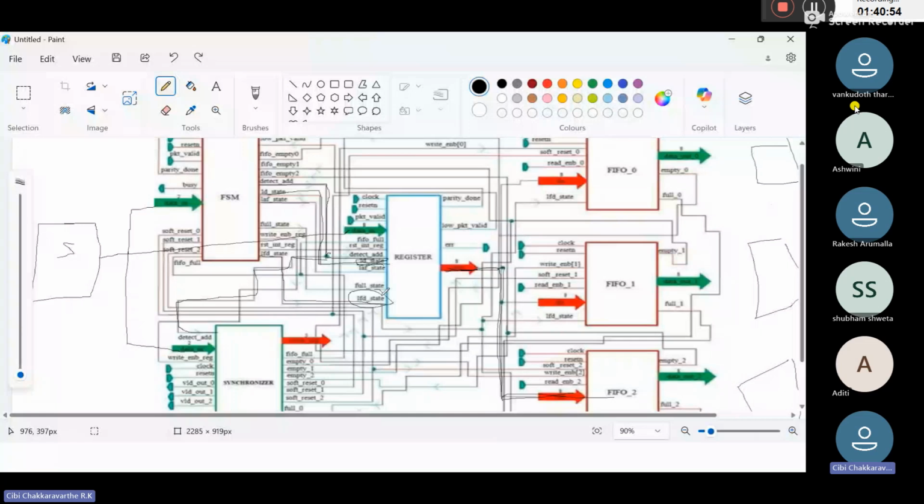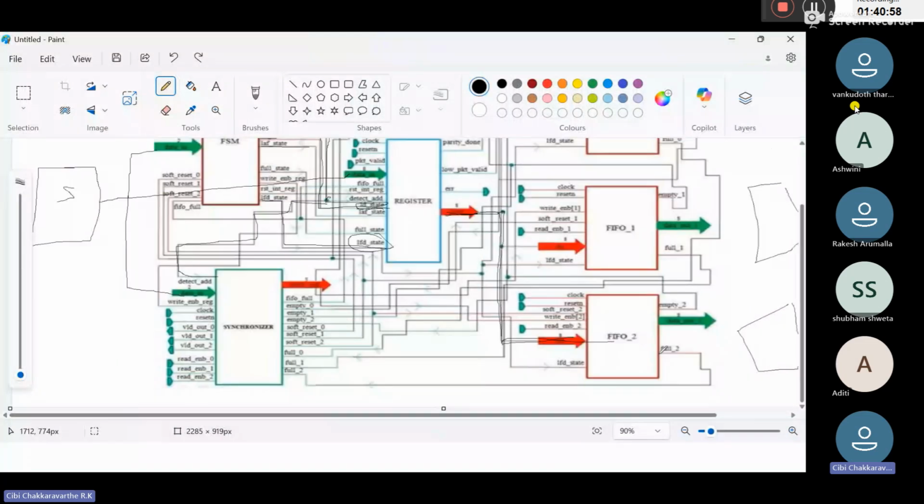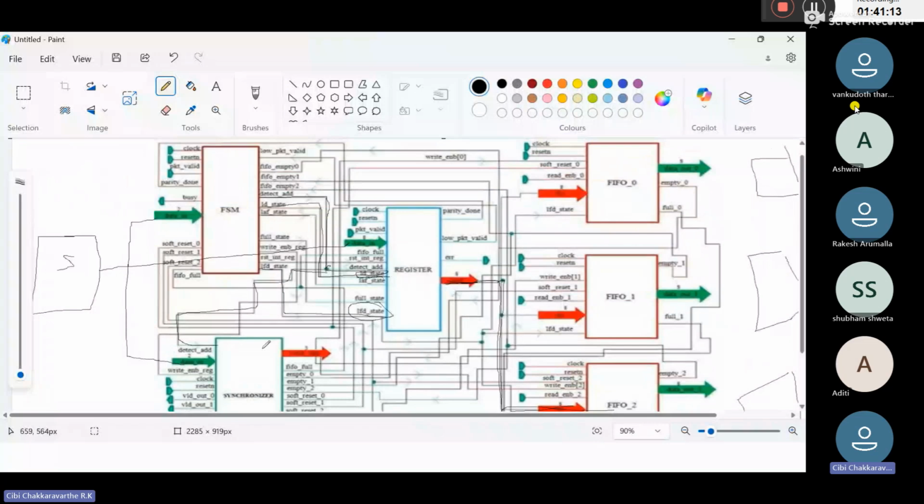In our example, I am taking, in case our FIFO 2 is full, what happens? Our FIFO 2 will assert this full 2 signal and it will be moved to this synchronizer. So now what will happen? The synchronizer will assert this FIFO full signal. See the first signal of this synchronizer, it is FIFO full.